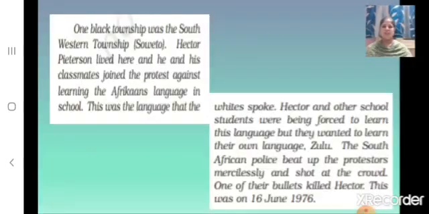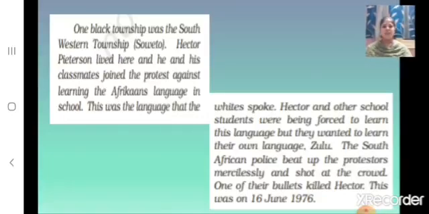And Southwestern Township, that is Soweto, was one of the townships that was meant for the blacks. And Hector Peterson lived here, and he and his classmates, one day, joined the protest against learning the Afrikaans language in school. That means this was the language that the whites spoke.